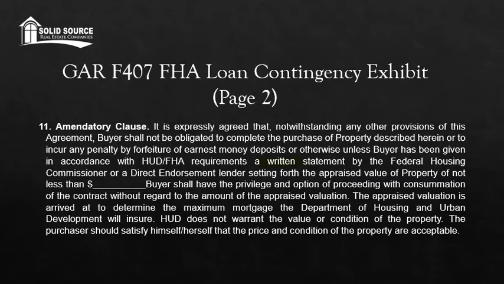It is expressly agreed that notwithstanding any other provisions of this agreement, buyer shall not be obligated to complete the purchase of property described herein or to incur any penalty by forfeiture of earnest money deposits or otherwise, unless buyer has been given, in accordance with HUD FHA requirements, a written statement by the Federal Housing Commissioner or a direct endorsement lender setting forth the appraised value of property of not less than blank. Now we simply enter in the contract sales price here.